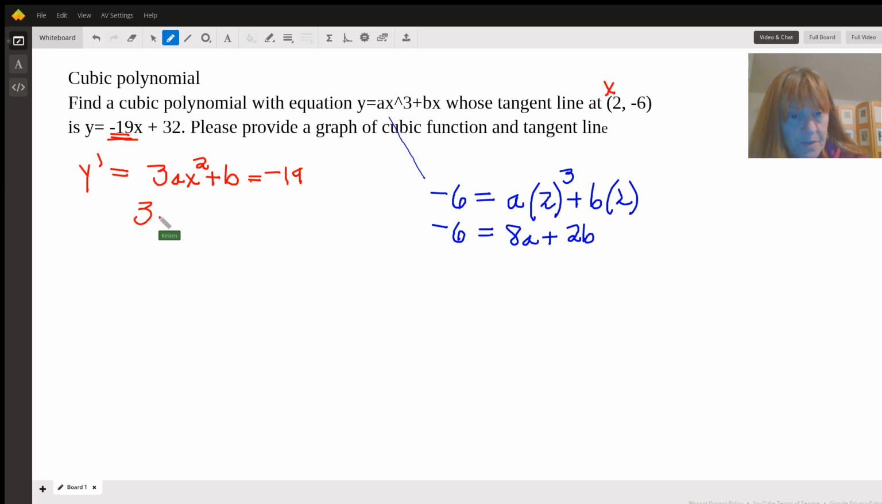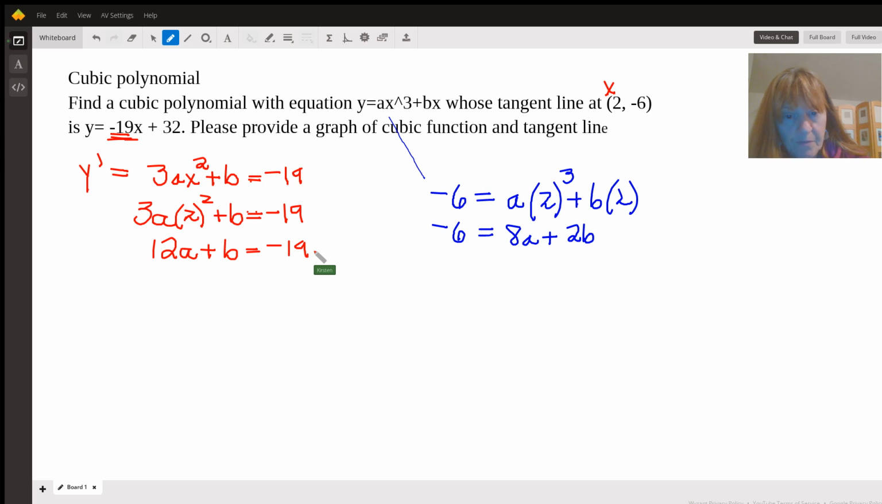So I'm going to substitute a 2 in for x, and that gives me an equation in terms of a and b. We'll simplify it and neaten it up. We'll go 2 squared is 4 times 3. We're going to call this 12a plus b equals -19. We now have a system of equations, two variables and two unknowns.